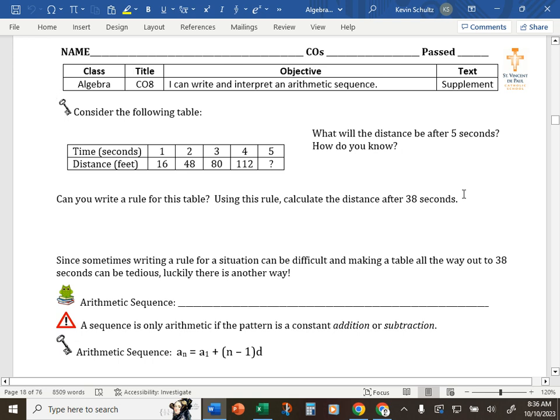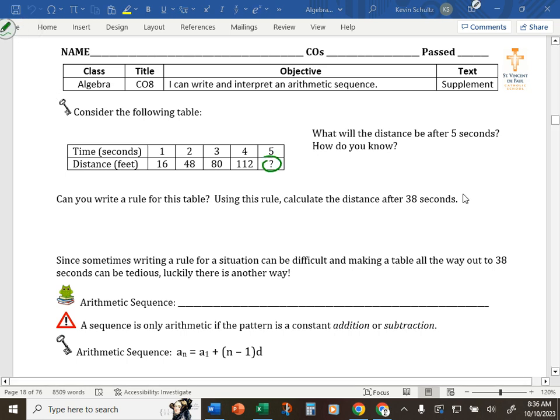We are continuing talking about CO8. It wasn't necessarily homework, but your job yesterday was to get together in groups or individually and work through this opening situation. You got this table. It describes the time in seconds and the distance in feet an object travels. You were to look for some sort of pattern, some sort of relationship that would allow you to predict the distance after 5 seconds.